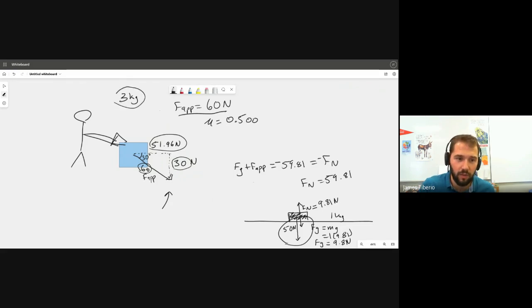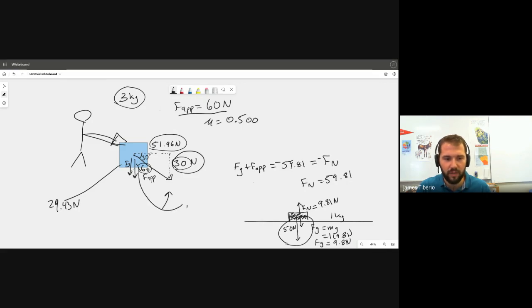So knowing that this is a 3 kilogram box, we can say, okay, well, what is our force of gravity on the box? Well, of course, force of gravity equals mg. So 3 times 9.81 equals a force of gravity of 29.43 newtons down. Notice I've added an extra 30 newtons down. So that is my force. I can't really fit it in there, but that's my force applied down. I'm going to call it force applied y because it's in the up and down, the y direction.